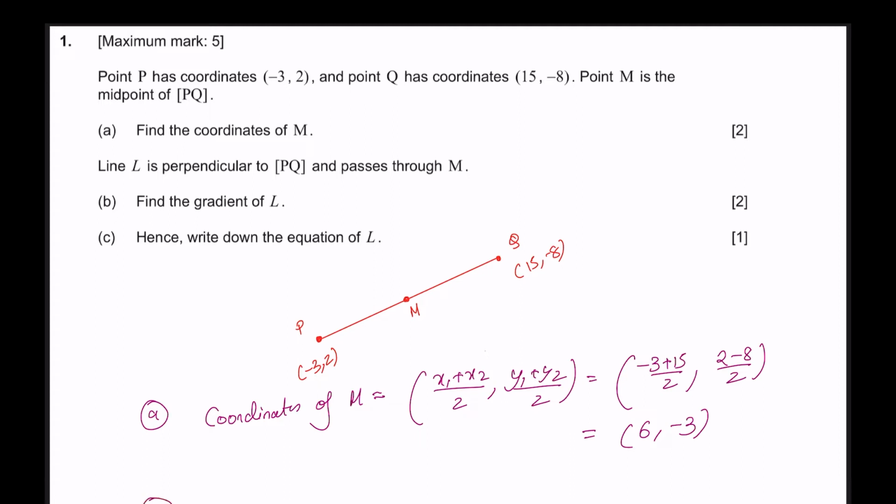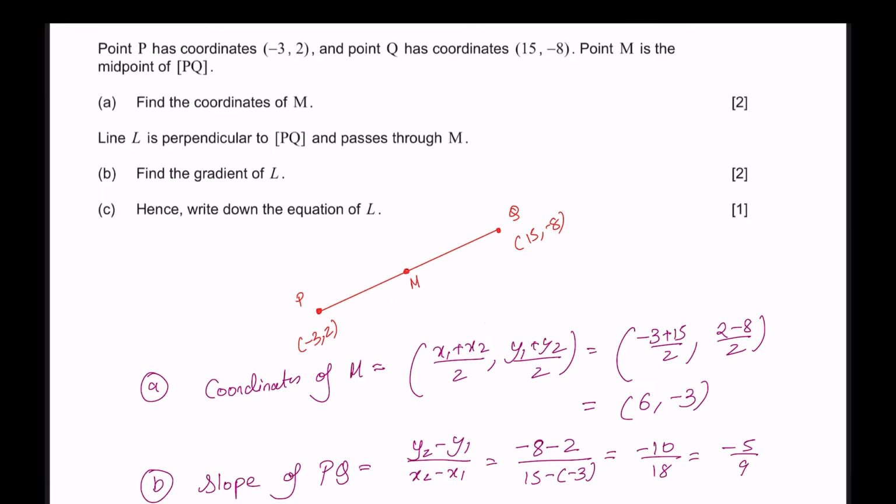Now B. We have to find the gradient of L, where line L is perpendicular to PQ and passes through M. So first let's find the slope or gradient of PQ. Slope of PQ would be, using the formula, y2 minus y1 by x2 minus x1. So Q is x2, y2 and P is x1, y1. So minus 8 minus 2 divided by 15 minus of minus 3, which gives you minus 10 by 18, which is minus 5 by 9. This is the slope of PQ.